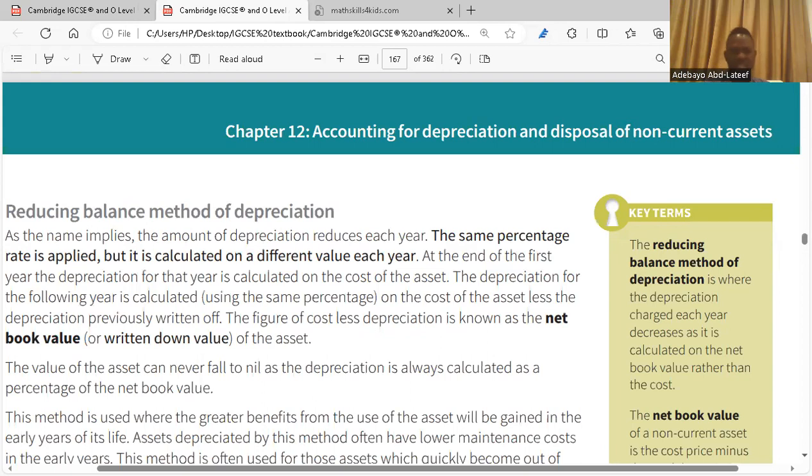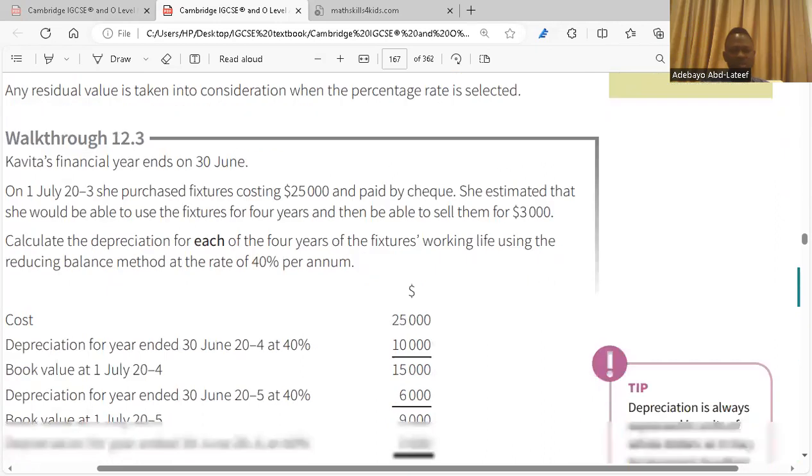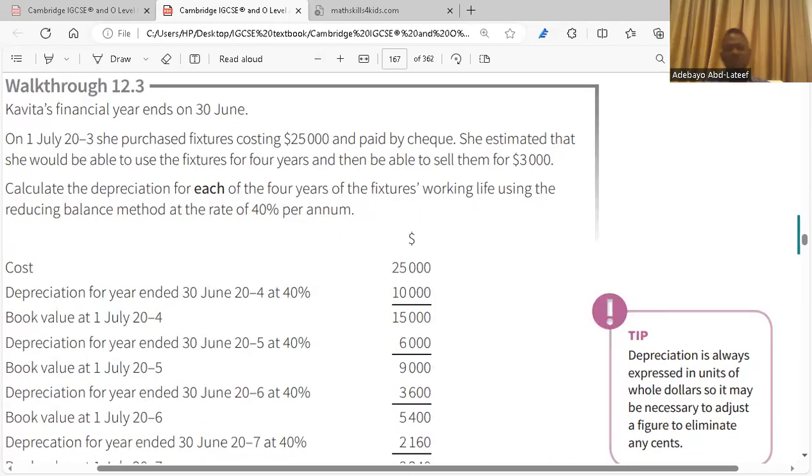So at the end of the first year, the depreciation of that year is calculated on the cost of the asset. Depreciation for the following year is calculated using the same percentage on the cost of the asset less depreciation of the previous year. Then we're going to get our net book value. So let's go down to the question. Capital's financial year ends on 30 June. On 1st of July 23, she purchased a fixture costing 25,000 and paid by cheque. She estimated that she would be able to use the fixture for 4 years and the residual value would be $3,000. Calculate the depreciation for each year of the 4 years of the fixture's economic life using the reducing balance method of 40% per annum.